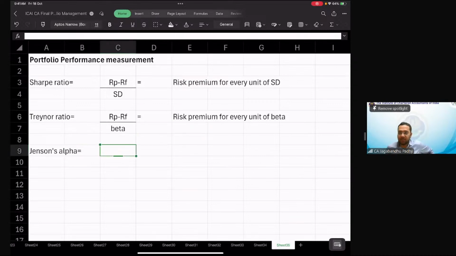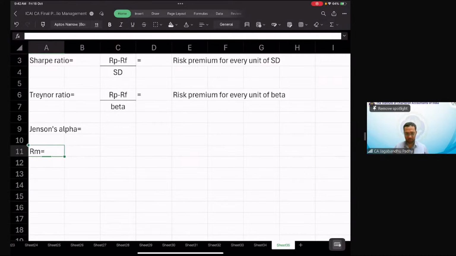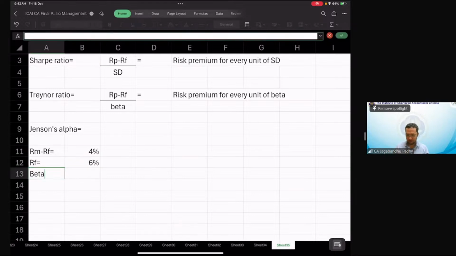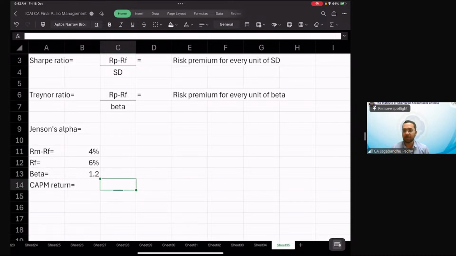Then there is Jensen's alpha. Now let me explain it with the help of a number. Let's say return of market minus risk-free is 4%. Risk-free rate is 6%. And you have a beta of, let's say, 1.2. Can you tell me what will be the CAPM return? What will be the CAPM return in this case?